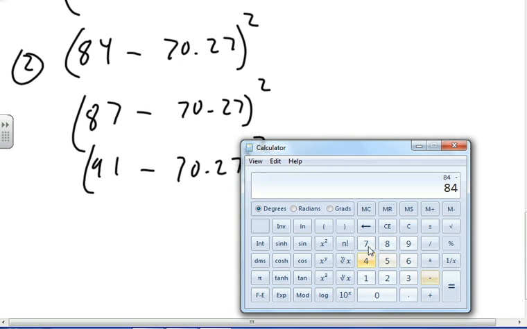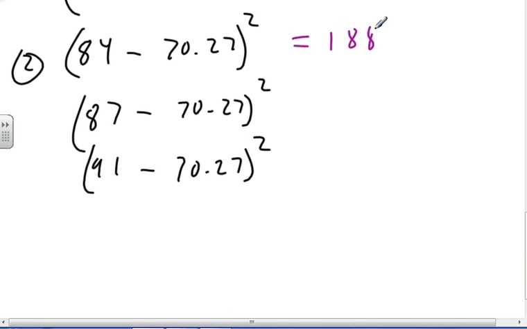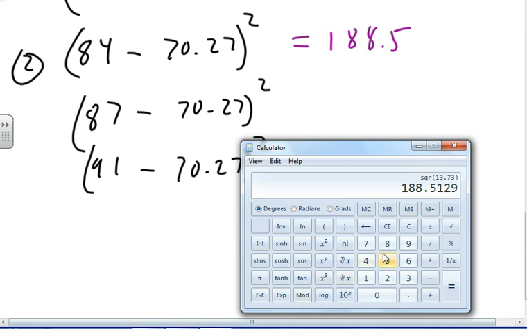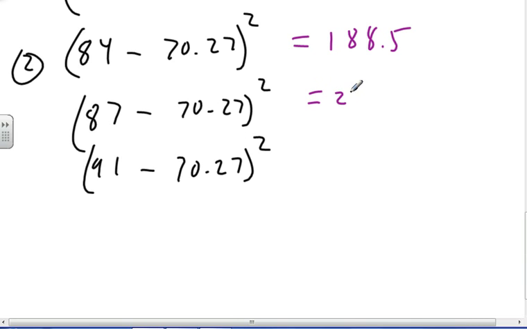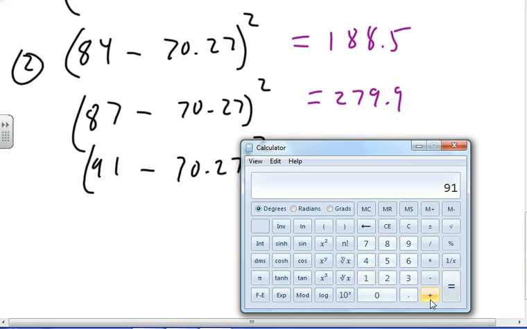$84, 70.27, 1885. $87, 2799. 91 minus 70.27 squared, 4297.